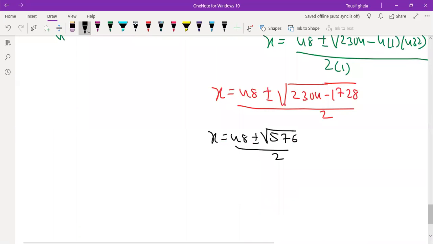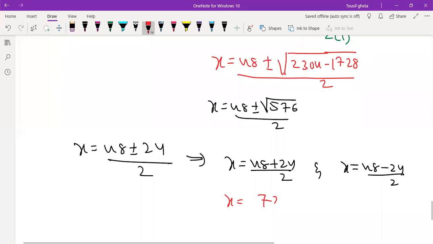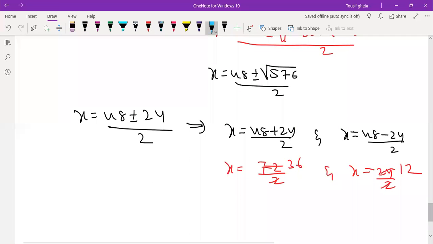Now x is equal to 48 plus or minus root of 576, which is 24, divided by 2. One time x is equal to 48 plus 24 by 2, and the other x is equal to 48 minus 24 by 2. So 48 plus 24 is 72, and 72 by 2 is 36. And x is equal to 24 by 2, which is 12. We got the answer. x is equal to 36, x is equal to 12.